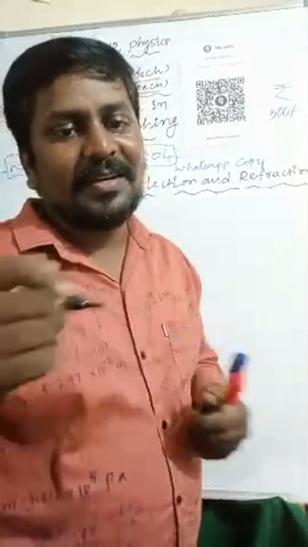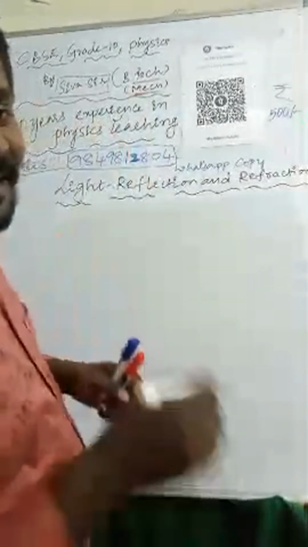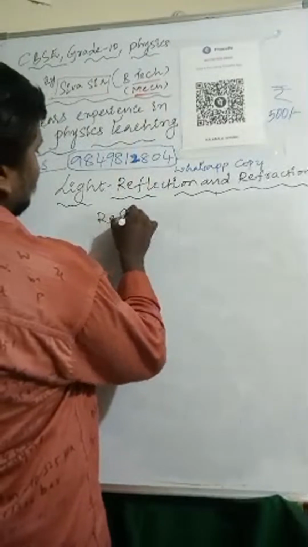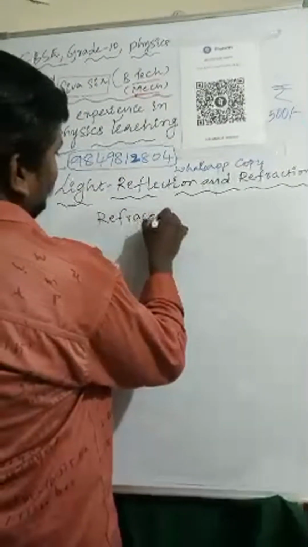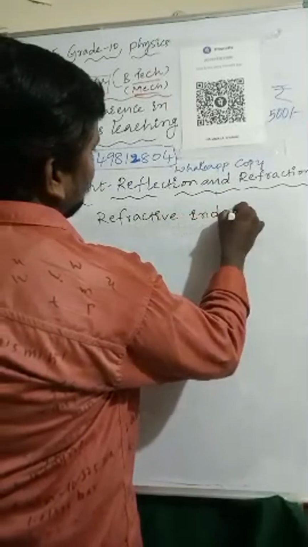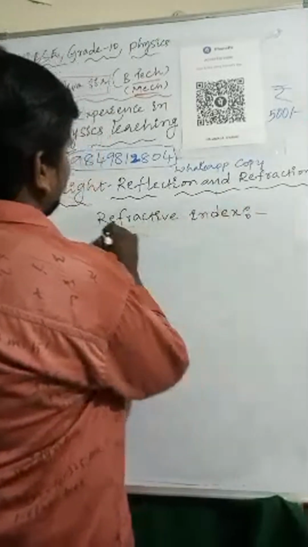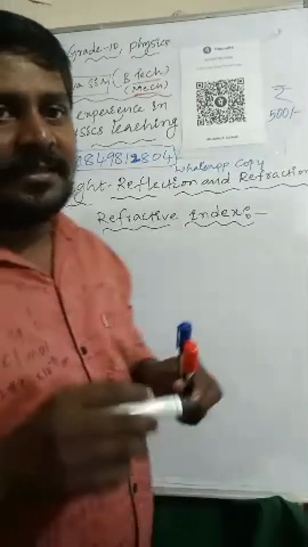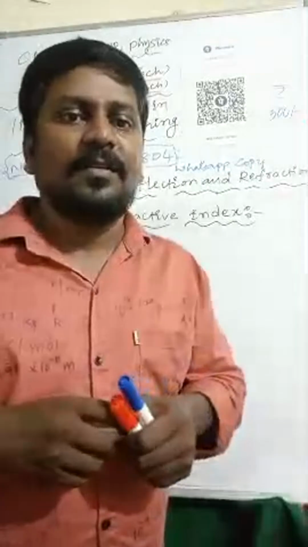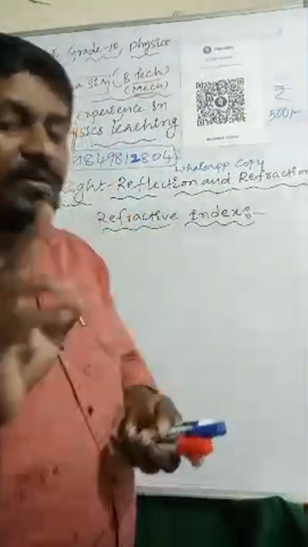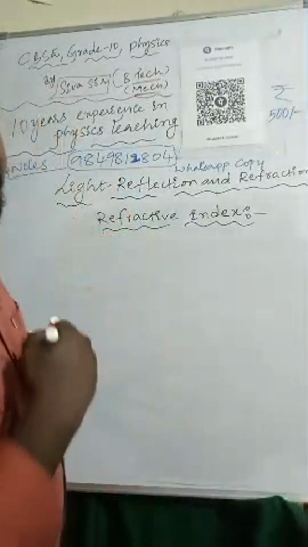So coming to refractive index. What is the refractive index? Here there are 2 points in refractive index.